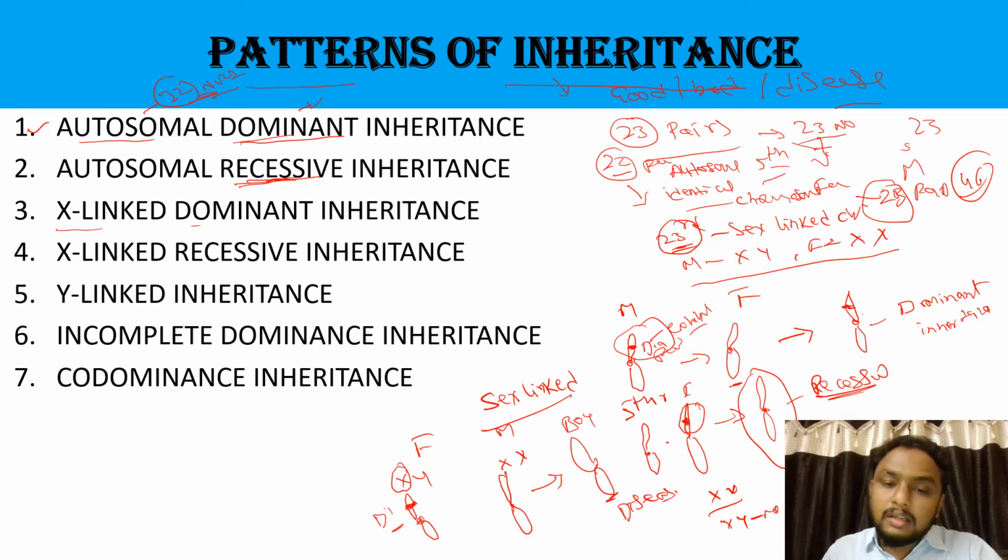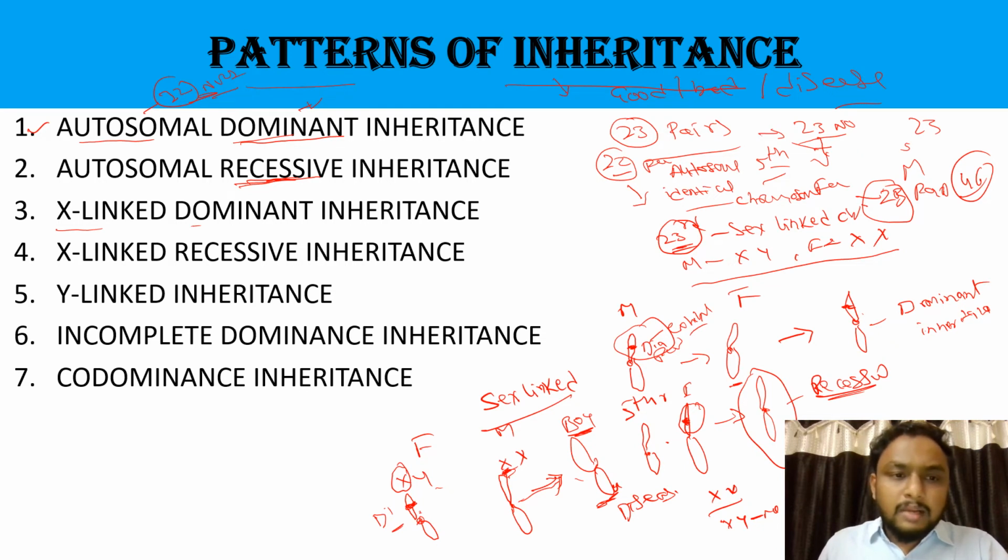So how will it be? Here the offspring is male. Definitely the X will be transferred to the male baby from the mother, and the Y will be transferred to the male baby from the father. So obviously this X is not transferring to the boy. So remember this point: in X-linked dominant inheritance, the diseases or characters will be transferred from father to only daughters, not to the sons. This is one of the important points.